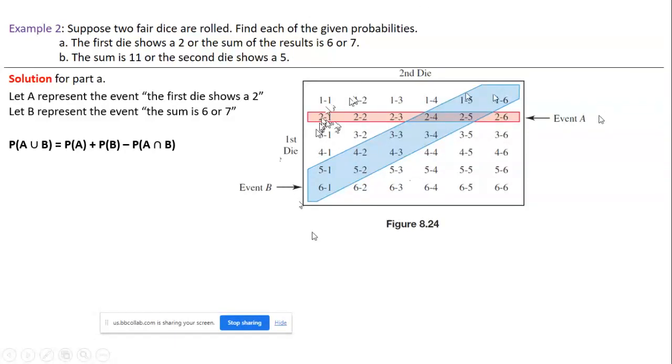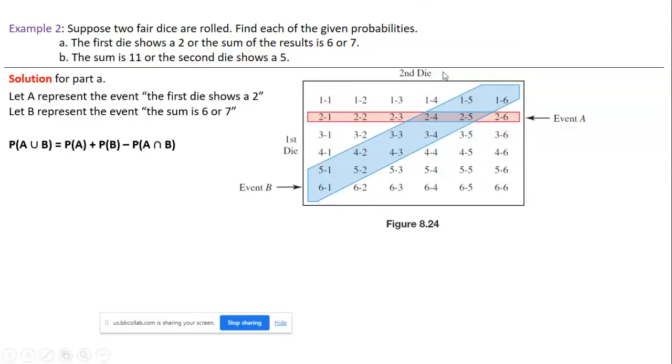So here, this implicates event A, where the first die shows a 2. So that's the second row here: 2,1; 2,2; 2,3; 2,4; 2,5; 2,6. The first die always showed a 2. Okay. And then the B part is the sum of 6 or 7.